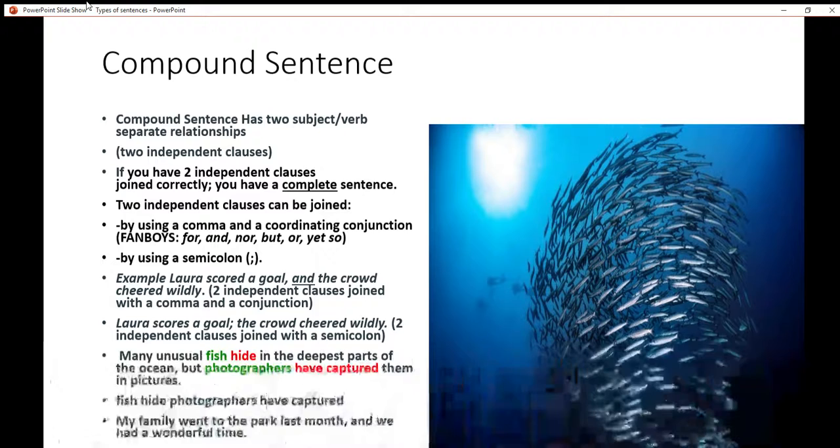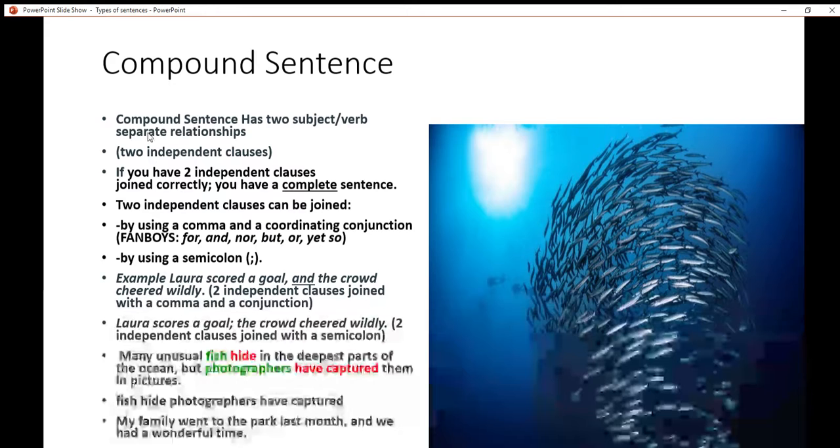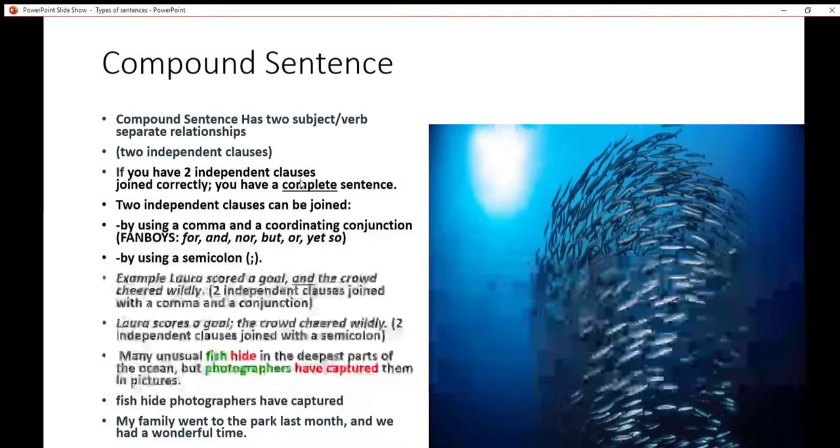Okay, compound sentences. Compound sentences have 2 subject and verb separate relationships, and this has 2 independent clauses. Simple sentences have 1 independent clause, and compound sentences have 2. If you have 2 independent clauses joined correctly, you have a complete sentence.